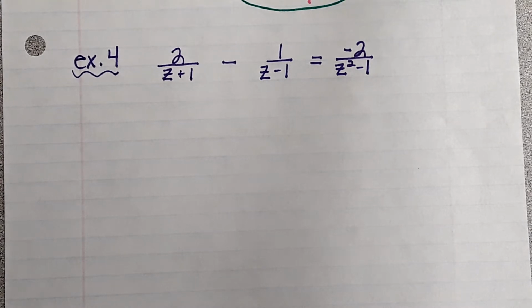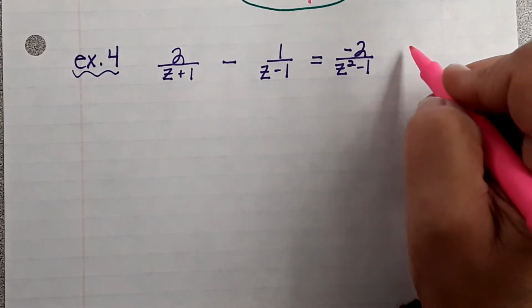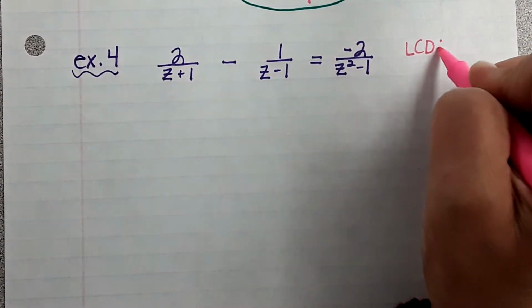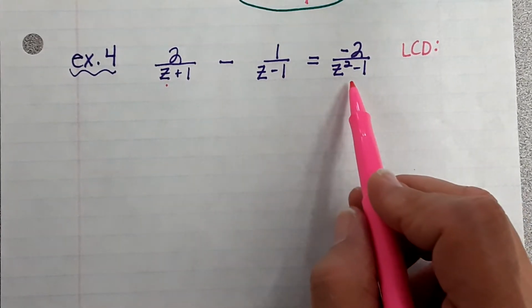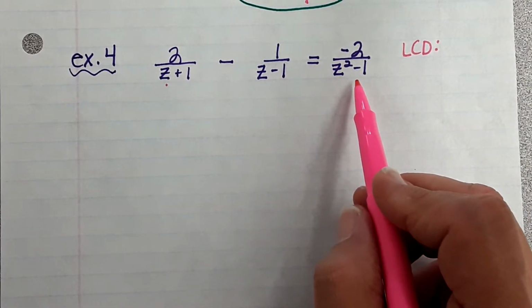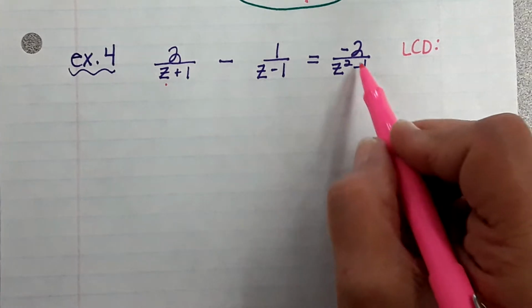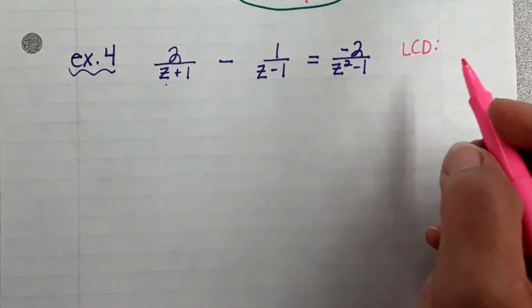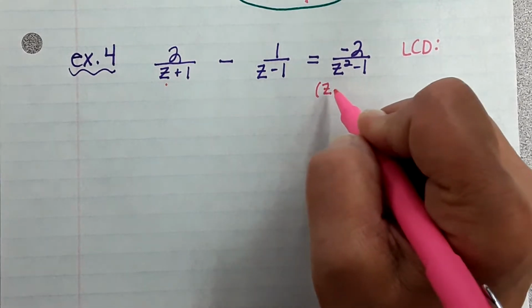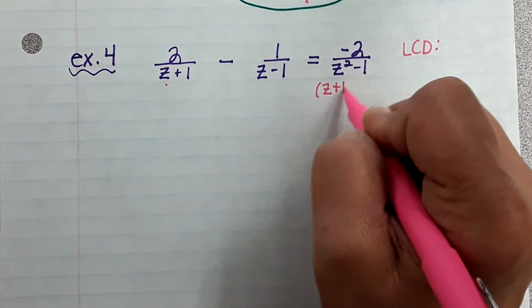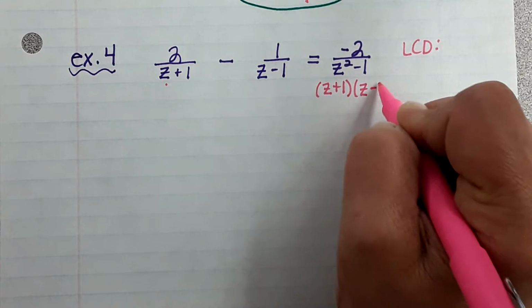Example 4. What's the first thing that we have to do? LCD. Now, that one's fine. That one's fine. But this looks like I need to factor it. How do I know that? Because what does it look like, you guys? Difference of squares. So that means it's going to be 7 z plus 1 times z minus 1.